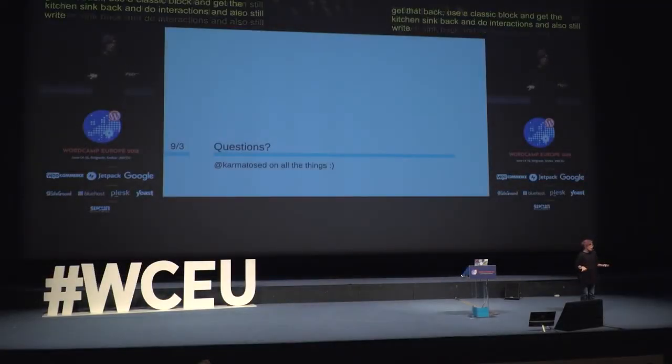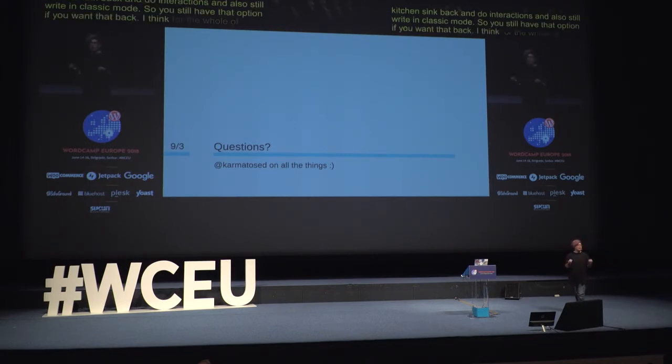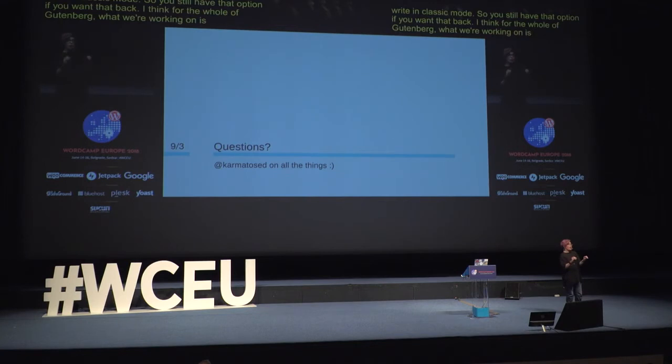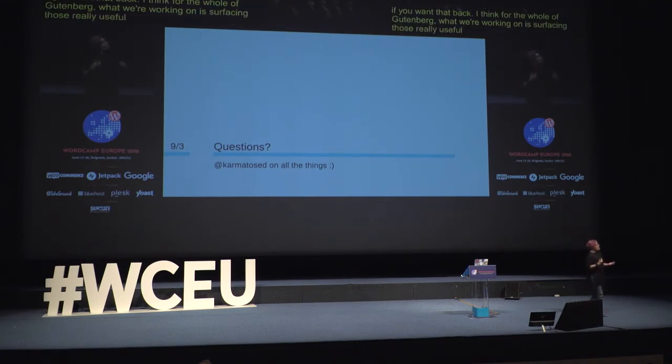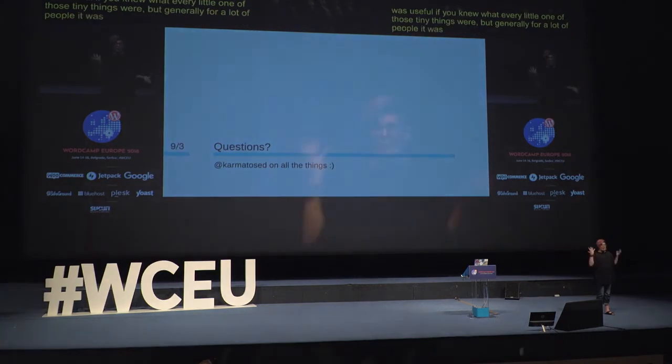So you still have that option if you want that back. I think for the whole of Gutenberg, what we're working on is surfacing those really useful things. That toolbar was useful if you knew what every little one of those tiny things were. But generally, for a lot of people, it was quite overwhelming. If you see too many things, our primitive brain just doesn't know what to do with it. So there is an experience of that when you have a too complicated toolbar. So it's about finding the really useful bits of that and then bringing them over into Gutenberg itself.